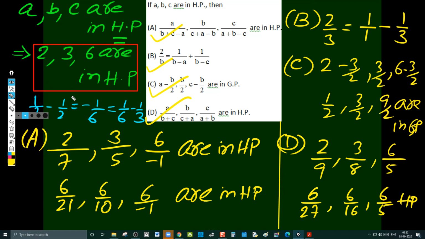And I did not get this idea. Parsha has given this idea, very good idea, to make the numerators the same. Good idea, please. Next.